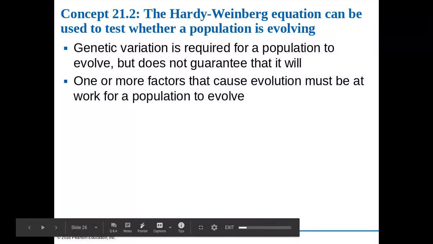This equation can be used to test whether a population is evolving, and today we're going to learn about the variables in the equation and what they're used for, and then in the next video we'll be doing some math.